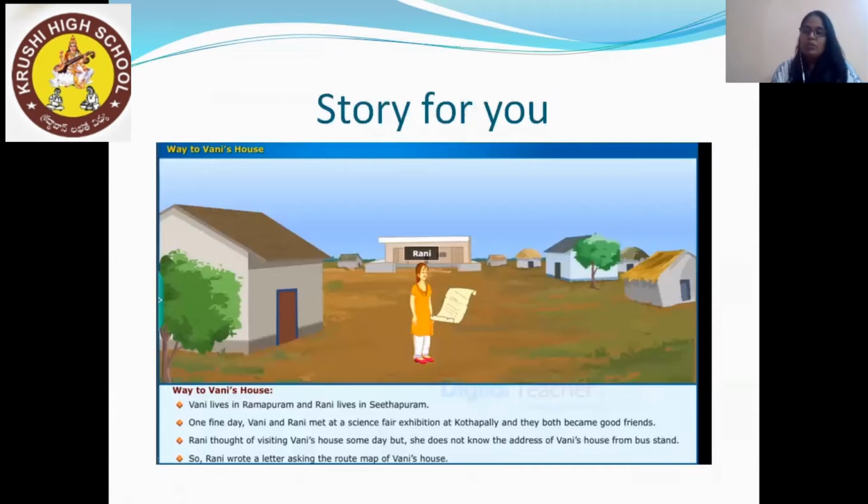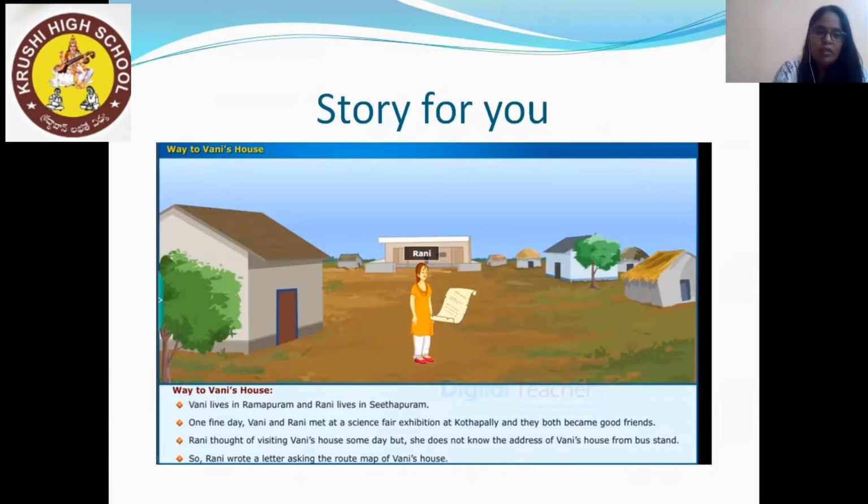Here I have come with a small story for you, a small example related to the chapter, children. We'll see a conversation between two friends, Vani and Rani, and how the map helps them to locate their houses. Let's have a look at what exactly the conversation was. It's only to understand the topic in a better way, children.